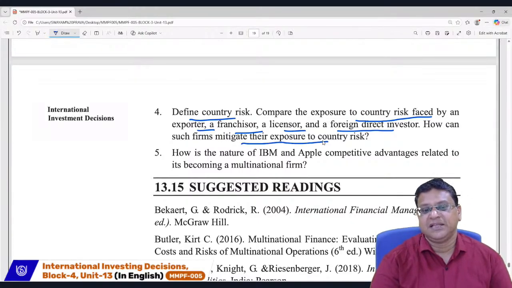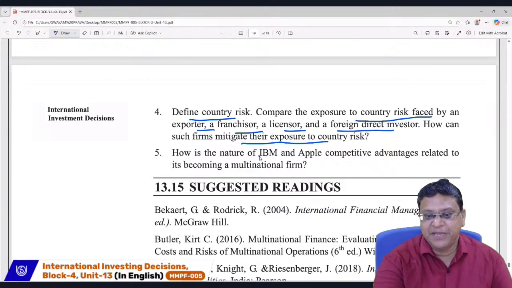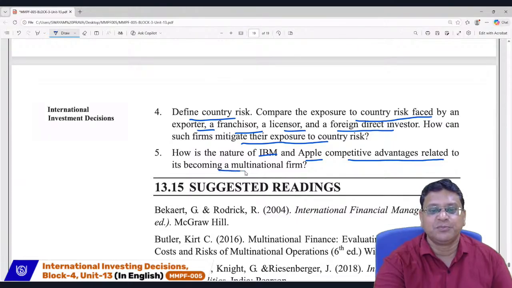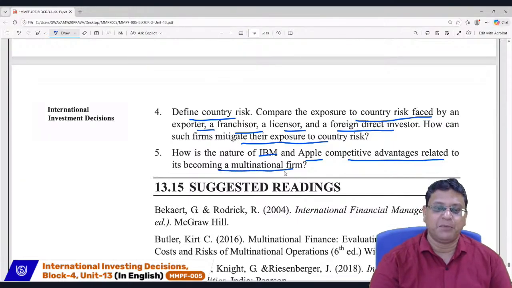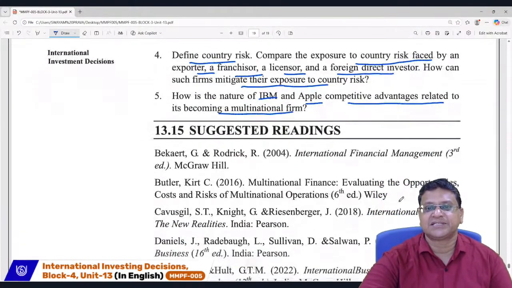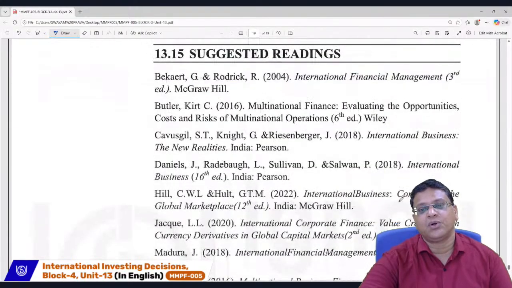And how do IBM and Apple bring competitive advantage related to becoming a multinational firm? We have already discussed all these questions and these are certain suggested readings for knowing more on this chapter.